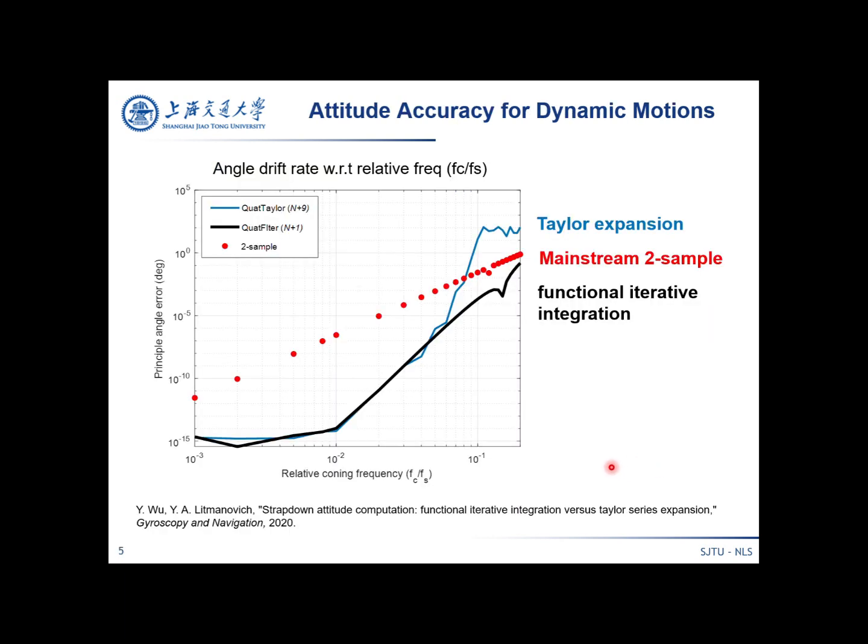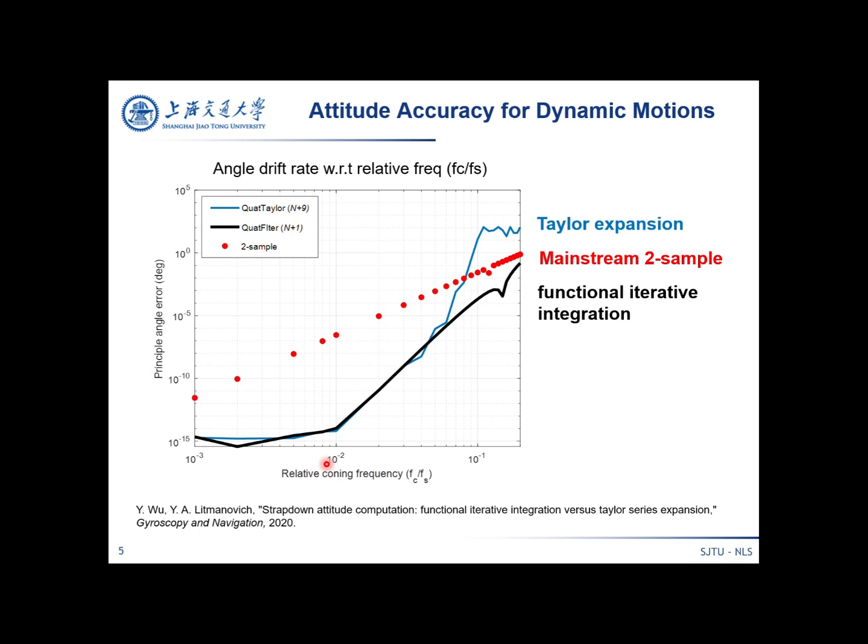Last year, I collaborated on a paper with Dr. Yuri Litvinovich on comparing the functional iteration approach with the traditional Taylor series expansion approach. This slide shows that under a relative coning frequency of 0.01, machine precision attitude computation can be achieved by both approaches.